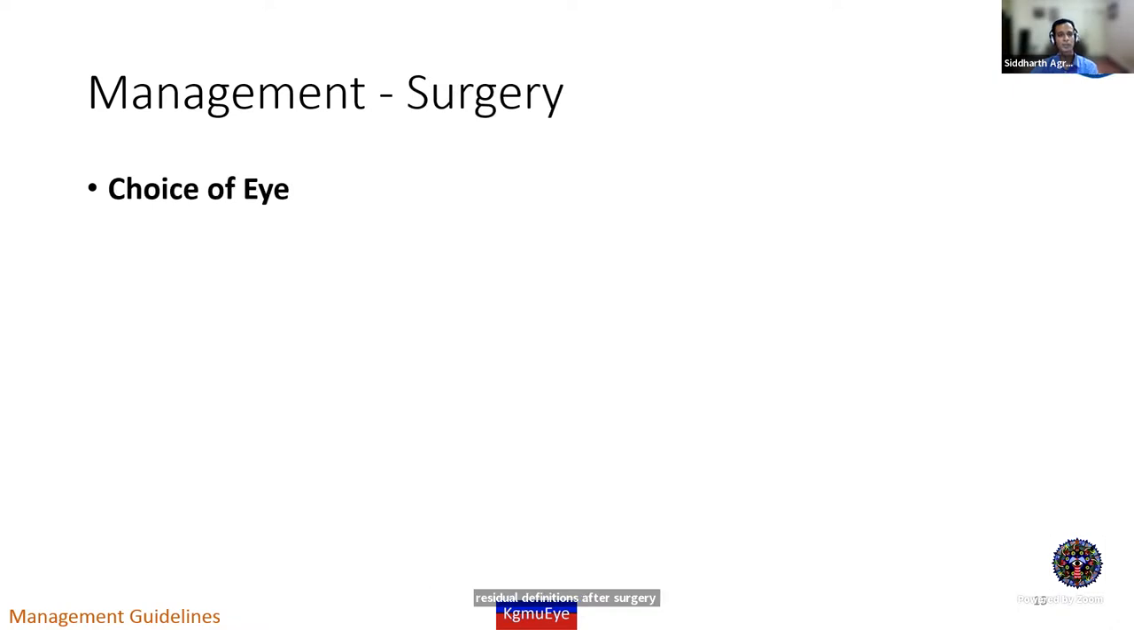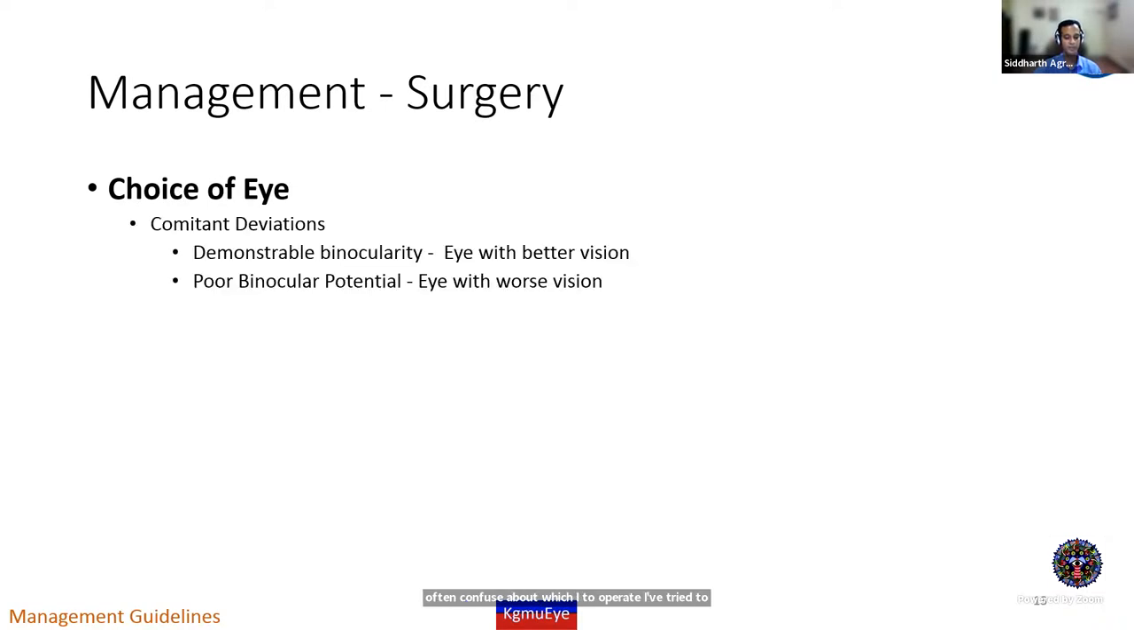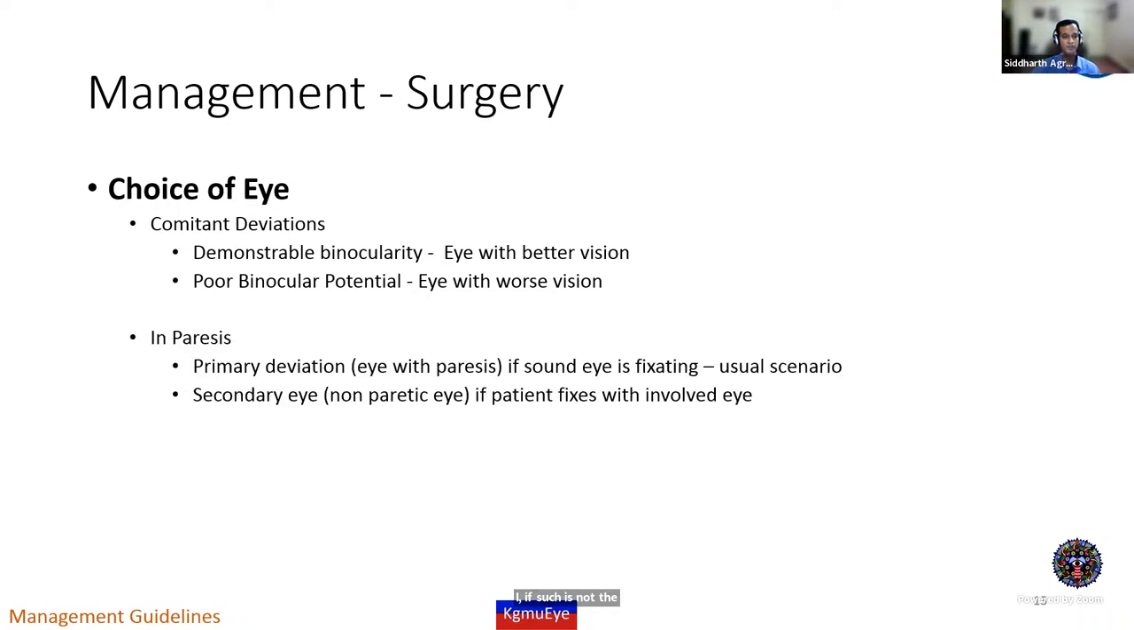Now coming to the surgical confusions. Residents often get confused about which eye to operate. I've tried to simplify this confusion here. Remember that in comitant deviations with demonstrable binocularity, or where you expect that the binocularity will be good postoperatively, you operate on the eye with better vision. And if such is not the case, you operate on the eye with worse vision.